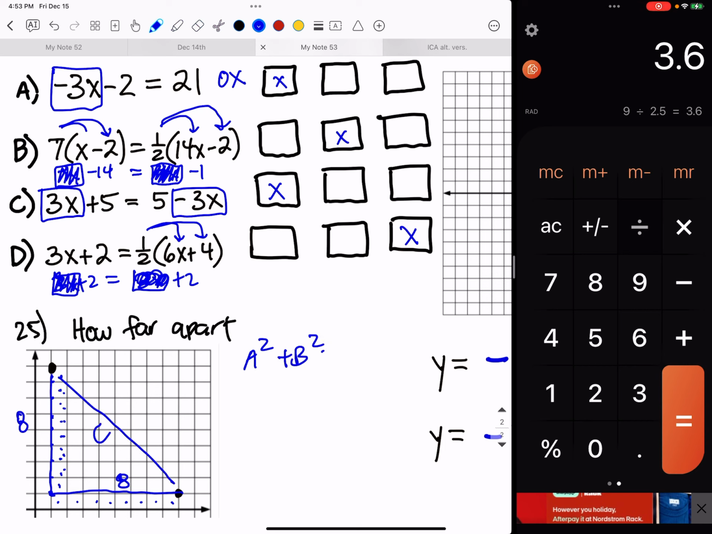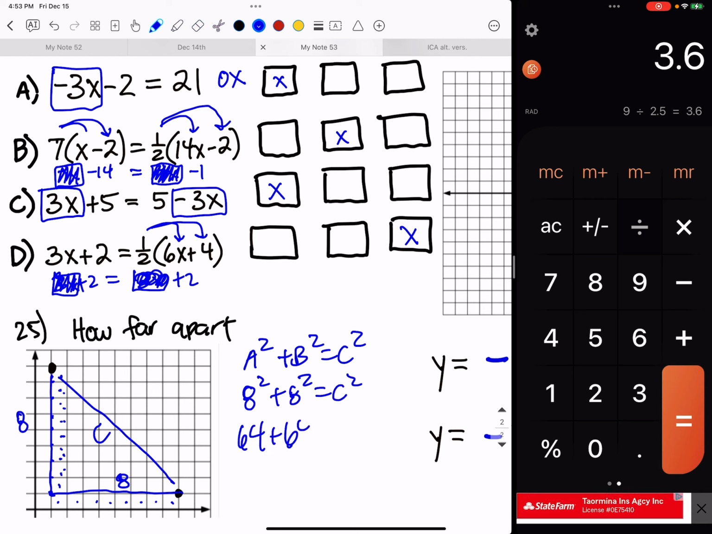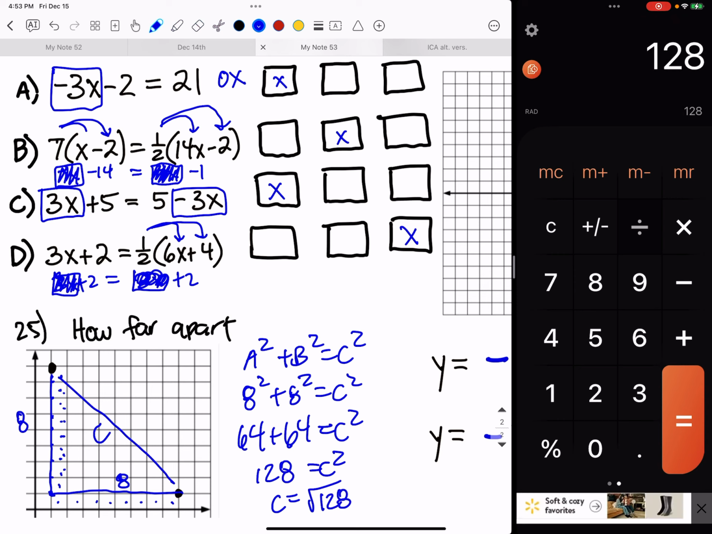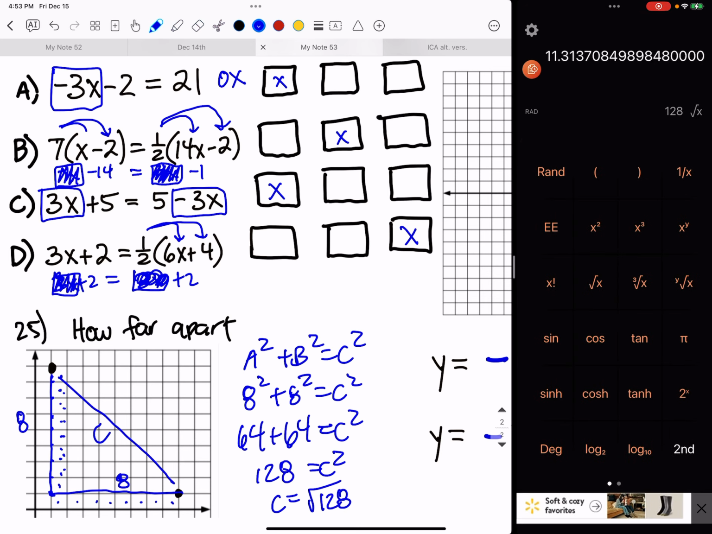A squared plus b squared equals c squared. 8 squared plus 8 squared equals c squared. 64 plus 64 equals c squared. 128 equals c squared. Take the square root. C equals the square root of 128, about 11.3.